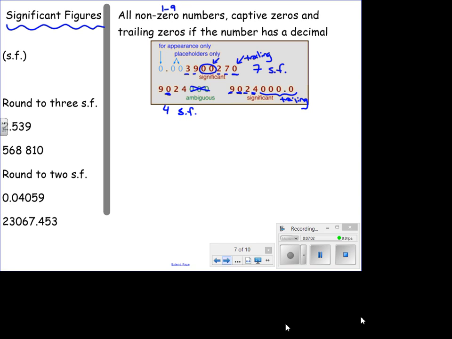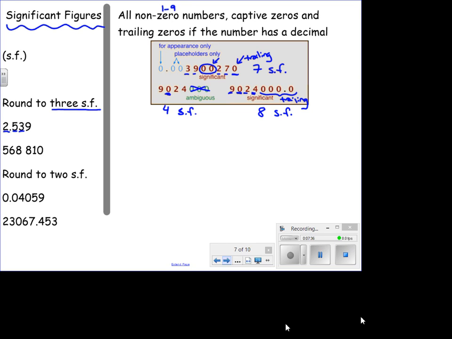So we actually have 1, 2, 3, 4, 5, 6, 7, 8 significant figures in that third number, okay? So if your directions say round to 3 significant figures, we're just shortening SF so you guys don't have to write significant figures all the time. So if I want to round to 3 significant figures, I'm looking at this number. Remember, all non-zeros are significant. So I want to count 2, 5, and 3. I only want those 3 significant figures though.